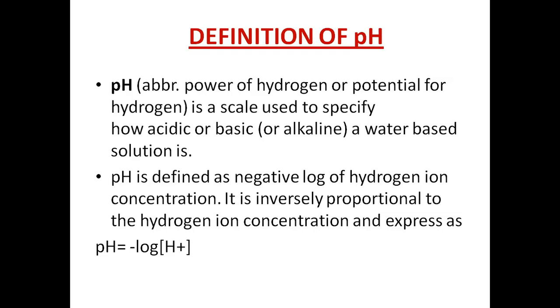So pH is abbreviated as power of hydrogen or potential for hydrogen, and is a scale used to specify how acidic or basic a water-based solution is. It is defined as the negative log of the hydrogen ion concentration and is inversely proportional to the hydrogen ion concentration, expressed as pH = -log[H+].